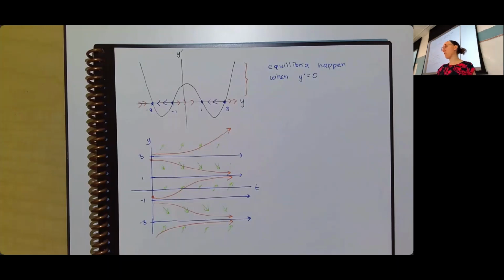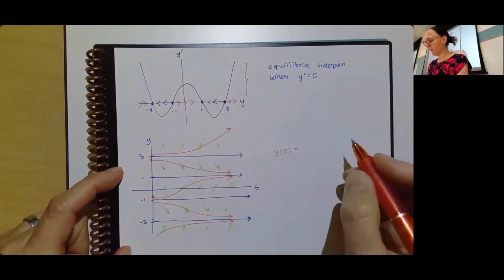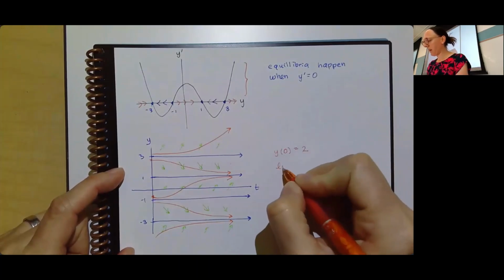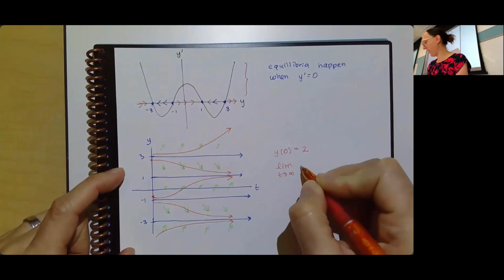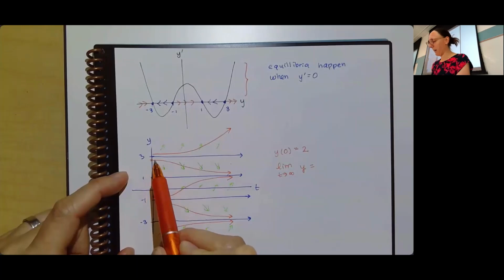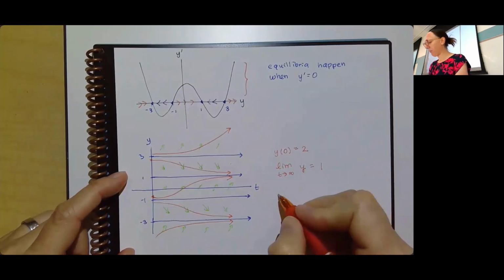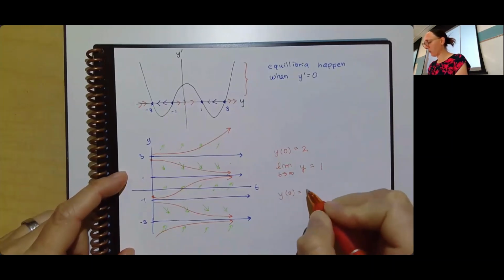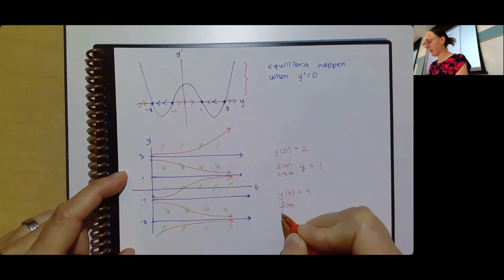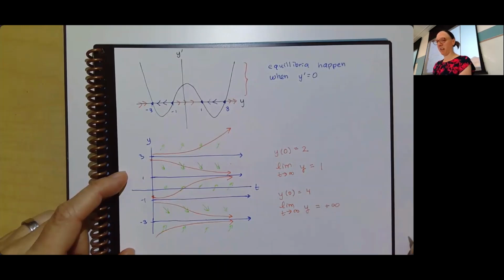If he gave you a specific initial condition, then we can answer that question of what's happening as t approaches infinity. So for example, if I gave us the initial condition that y of 0 is equal to 2, then the limit as t approaches infinity of y, if I start at 2, I'm going to get pushed towards 1 for a final answer. If my y of 0 was equal to 4, then the limit as t approaches infinity of y would go to positive infinity.